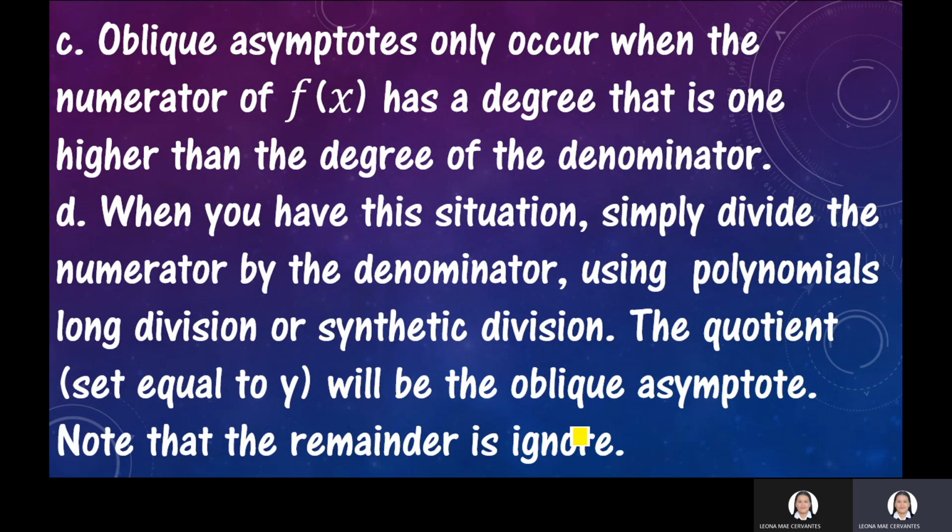So, when you have this equation, simply divide the numerator by the denominator using polynomial long division or synthetic division. So, the quotient set equal to y will be the oblique asymptote. Note that the remainder is ignored. Okay?